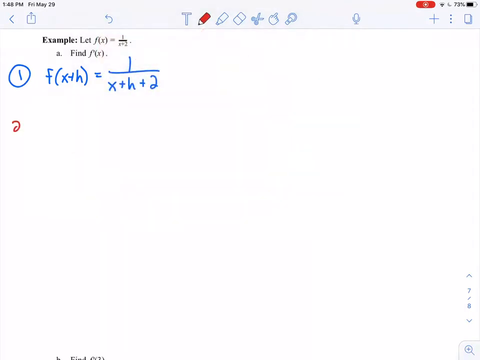Step 2, I want to subtract my original function. So I'm going to take f of x plus h, what I just found, minus f of x. So what I just found, 1 over x plus h plus 2, minus my original function f of x, which is 1 over x plus 2. And here is where we run into some trouble. We've got these two fractions.